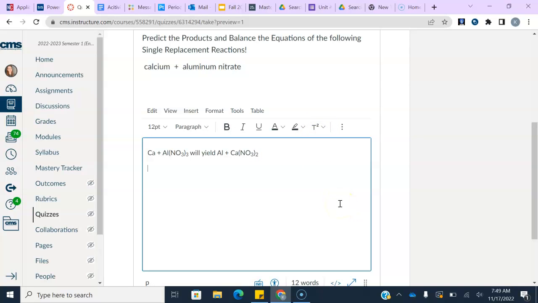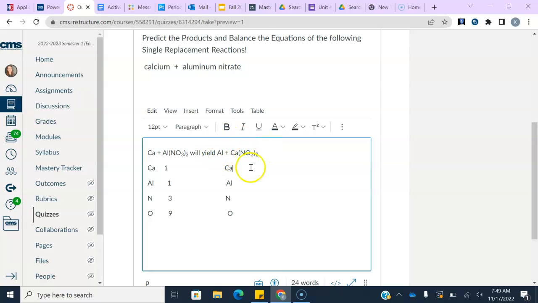All right, so now that we have our equation, let's balance it, right? So we have calcium, aluminum, nitrogen, and oxygen, okay? And same thing on this side. So we have calcium, aluminum, nitrogen, and oxygen. Right, so let's go ahead and count them up. So we have one calcium, one aluminum, 3 nitrogen, because this 3 applies to the nitrogen, and 9 oxygen. Okay, so we have 1, 1, 3, and 9.